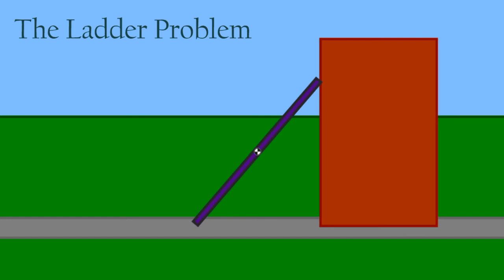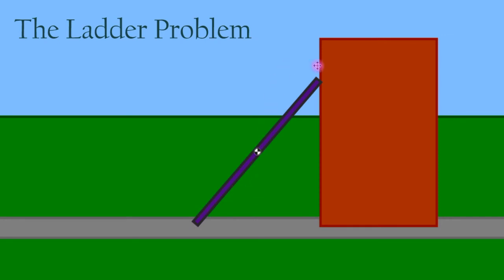Now, the classic physics problem is the ladder problem. Here's the idea. You have a ladder that's resting against the wall. This ladder has mass. And so there's a couple of different variations of the problem. One variation is there is no friction on the wall. The other one is there's no friction on the ground.